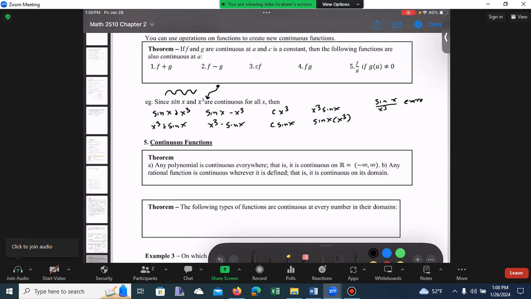except at x equals 0. And x cubed over sine x is continuous except when x equals odd numbers of pi over 2, I should say that. So 2n minus 1 pi over 2. Every 90 degrees, basically. Every pi over 2, 3 pi over 2, so on.